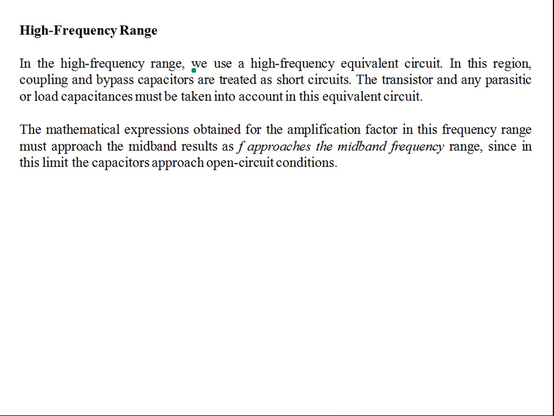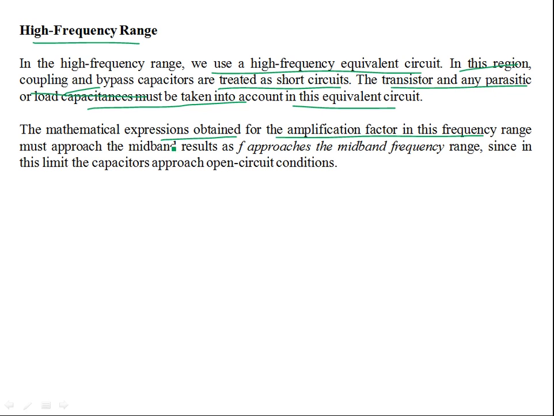Similarly, in the high frequency range, we use high frequency equivalent circuits. In this region, the coupling and bypass capacitors are already being treated as short circuits. The transistor and any parasitic load capacitance must be taken into account in this equivalent circuit. And the mathematical expressions obtained for the amplification factor in this range must approach the mid-band result as f approaches the mid-band frequency range, since in the limit the capacitors approach open circuit conditions.